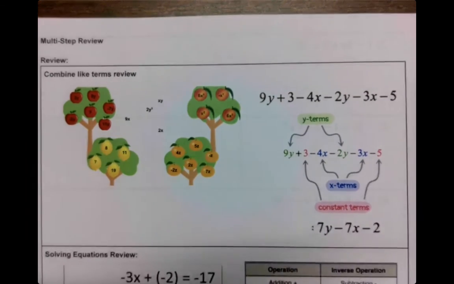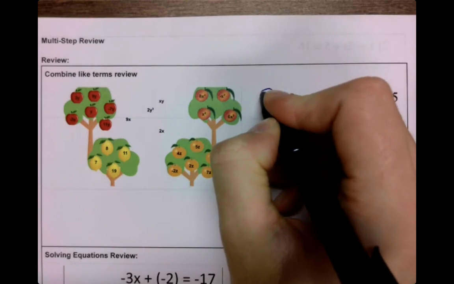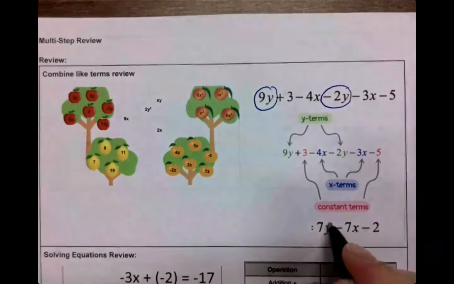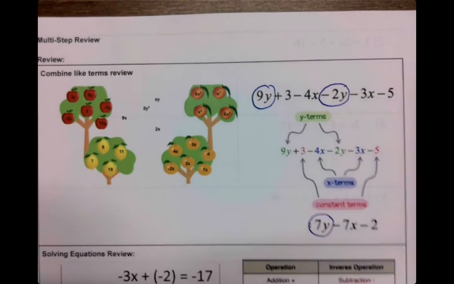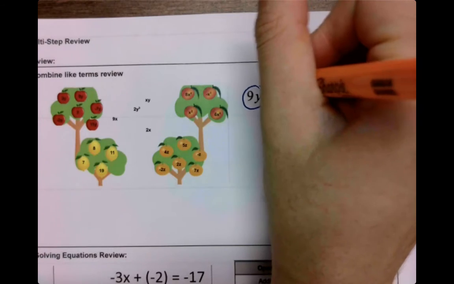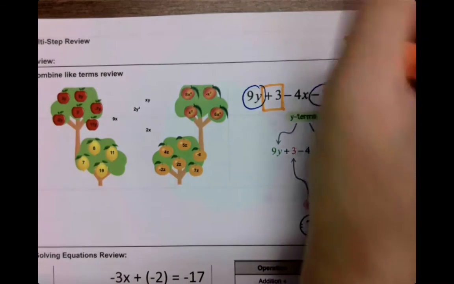And what is the combining like terms? Then we have the actual combining like terms. So, if you notice, I have 9y and I have minus 2y. So that is why down here I have a 7y. Then I have a plus 3 and a minus 5.